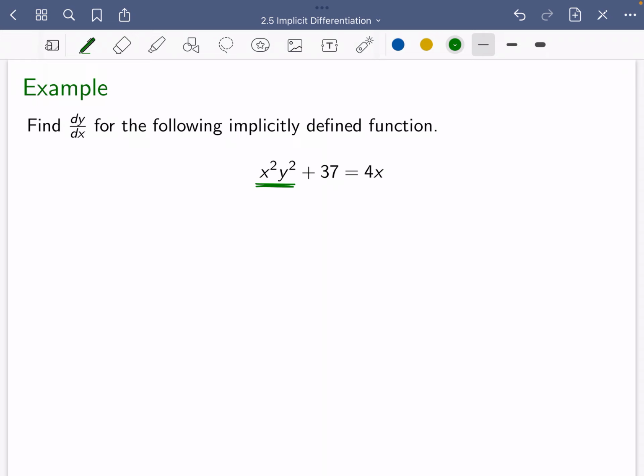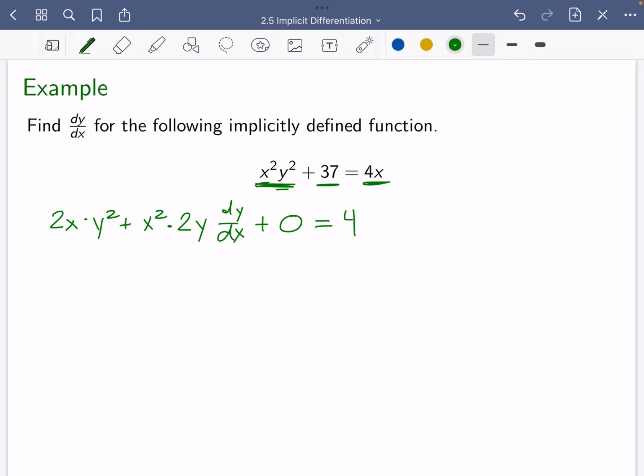For our product rule, it's the derivative of the first times the second. The derivative of the first is 2x times the second, plus the first times the derivative of the second. So we have 2y. Here we took a derivative of a portion involving y itself, so we need to use our chain rule, dy dx, plus the derivative of 37, which is 0, is equal to the derivative of 4x, which is just 4.